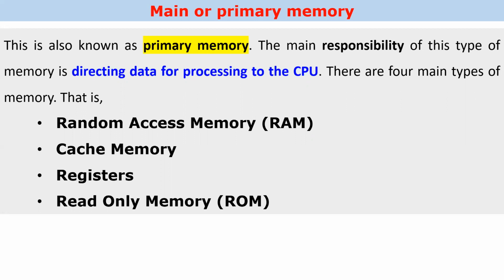Some data is required for internal operations of the computer. Some data is created by the user, used for the user's requirements. Mainly the primary memory we are using to store the data required for internal operations of the computer.